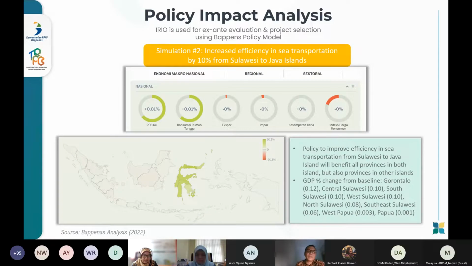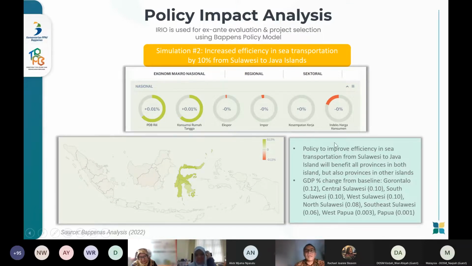And we compare that simulation with the second one, increased efficiency in sea transportation. While the first simulation was on land transportation, the second simulation is on sea transportation by 10% from Sulawesi to Java Island. This is a very important topic in our country because we consist of 1,000 islands. So efficiency in sea transportation will be key for logistics cost improvement, which currently makes up more than 20% of GDP. So it's not efficient actually.